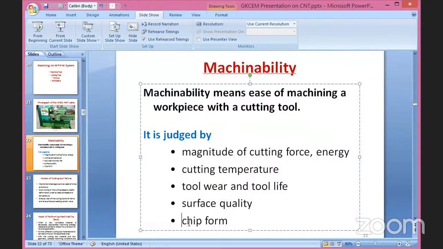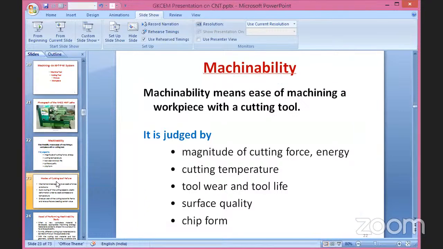And finally, whenever no other measurement system is available, you can just see what type of chip is getting formed during machining, and by that you can also try to judge machinability. Mind that the most favored machining chip is a long, continuous ribbon type chip. Long, flat, continuous ribbon type chip. That is the most favored chip form, obviously for a ductile material when it is getting machined. Okay. Now we are going forward.